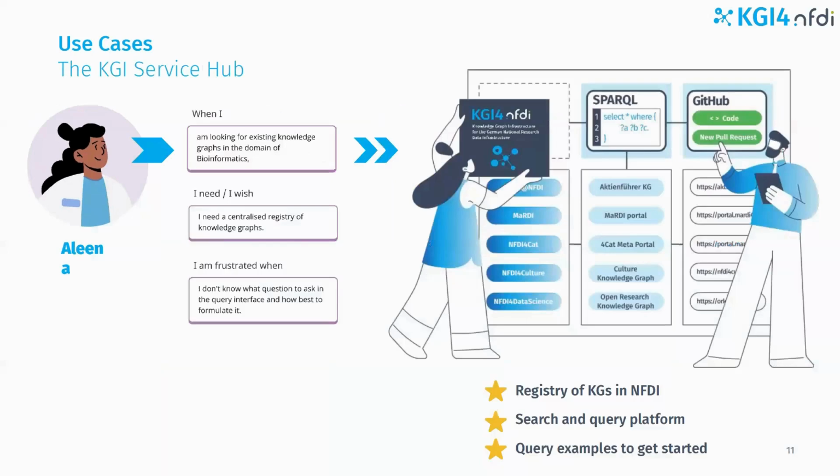One use case is to get an overview of the existing knowledge in a given domain. It would be nice to have a registry of knowledge graphs in that domain. We currently are not building this, but we have a registry of knowledge graphs already in NFDI, and we're working on integrating those NFDI knowledge graphs with knowledge graphs beyond. For that, we provide a search and query platform and query examples.